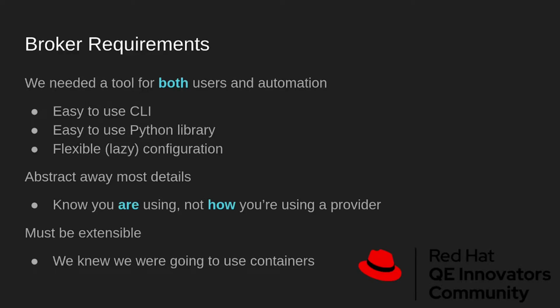So we know we needed a tool for both users and our automation. This tool needed to have an easy-to-use CLI, an easy-to-use Python library, and a flexible, you can read lazy, configuration. It needed to abstract away most of the details, meaning that you need to know that you are using something, not how you're using something. So you know that you are talking to Ansible Tower, and Ansible Tower is talking to RHV. You don't need to know how it's doing it. You just tell it what you want, and it does it.